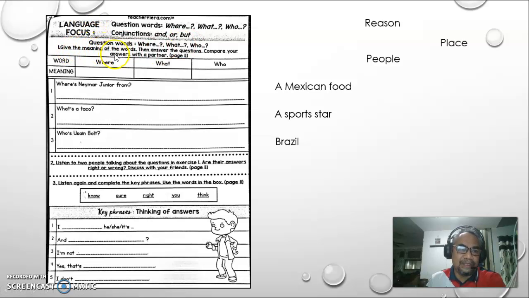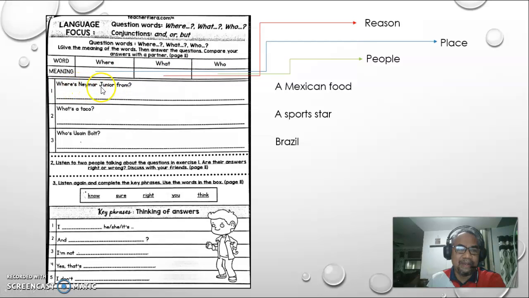Give the meaning of the words. Where is about place. What is about reason. Who is about people. Okay, just write the word in the column. Then answer the question.